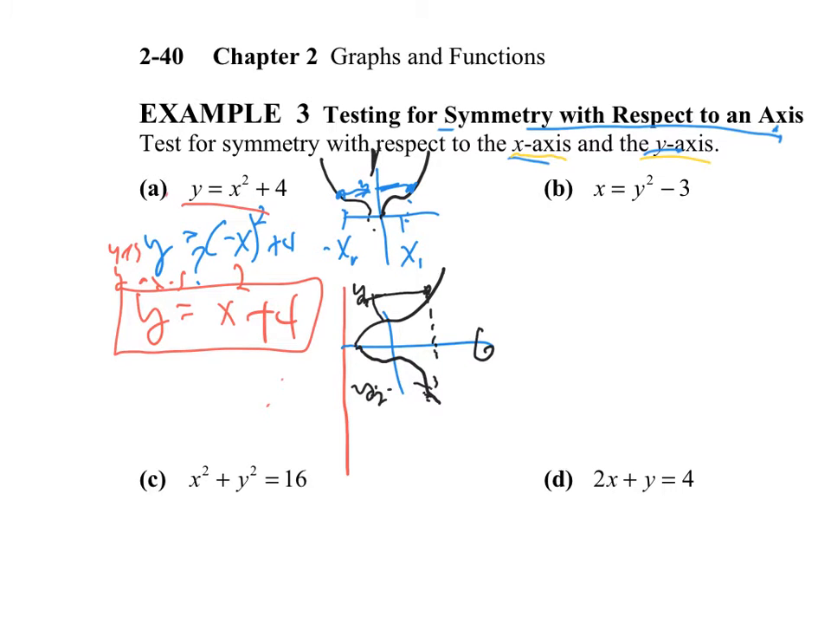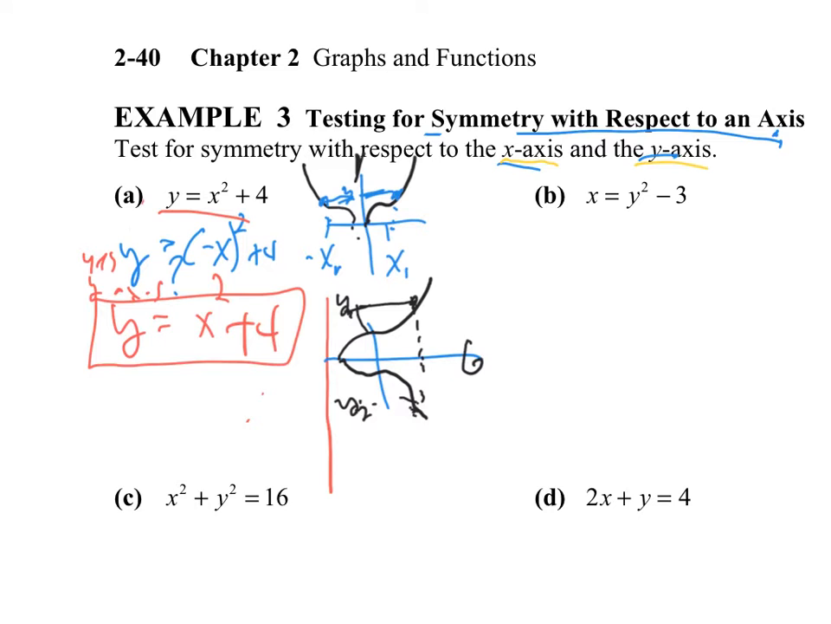Actually, that y value is the opposite. I should say, let me call this the opposite of y1. I should erase that so we can see it clearly. If that's y1, then this would be the opposite of y1.